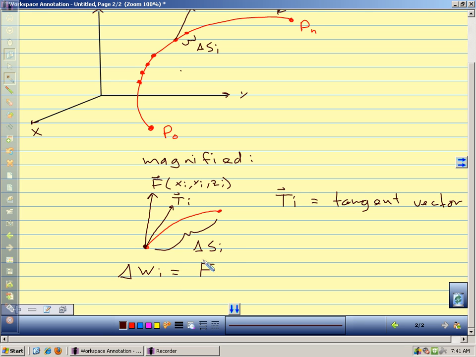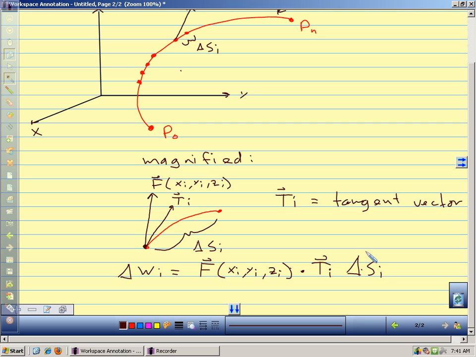is the force at our position, and we take the dot product with the tangent vector. That gives us the component in the direction of motion, and it moves it through a distance of, I don't want to use ds there, I'm going to use delta s sub i. So it moves it through a distance of delta s sub i. So the dot product of the force with the tangent vector gives us our force in the direction of motion, and delta s sub i is how far we've moved it.